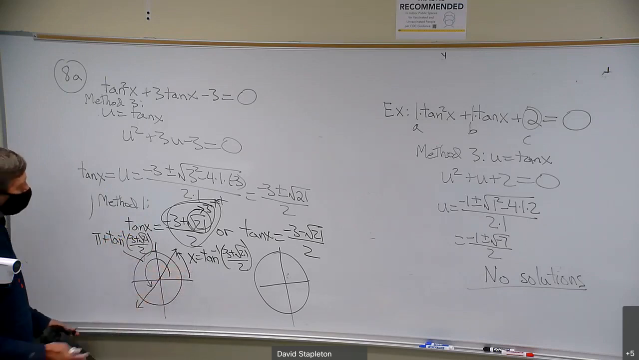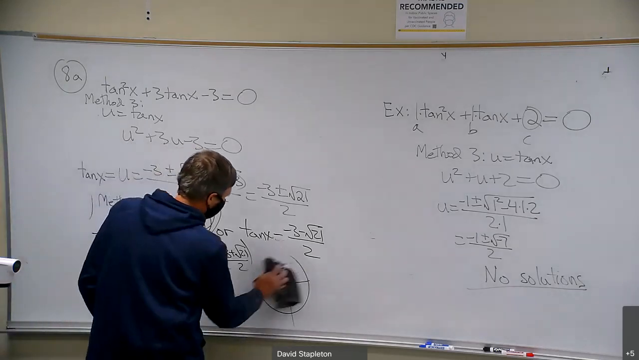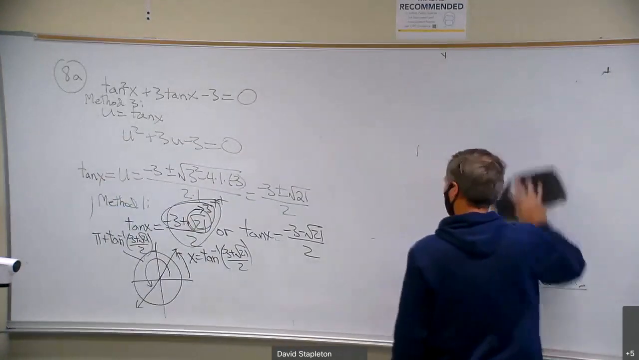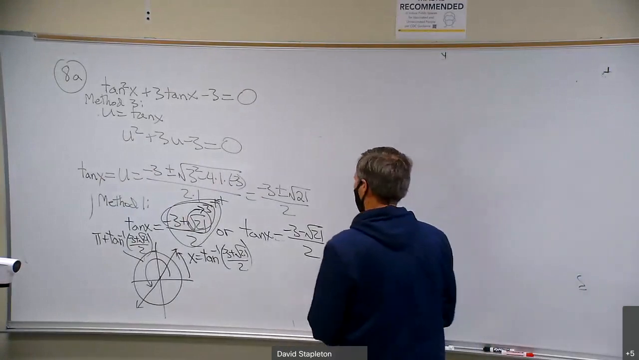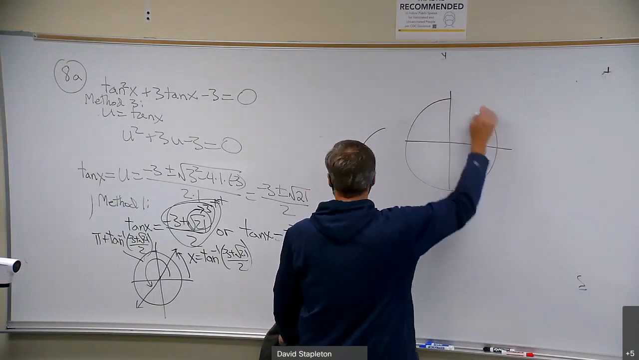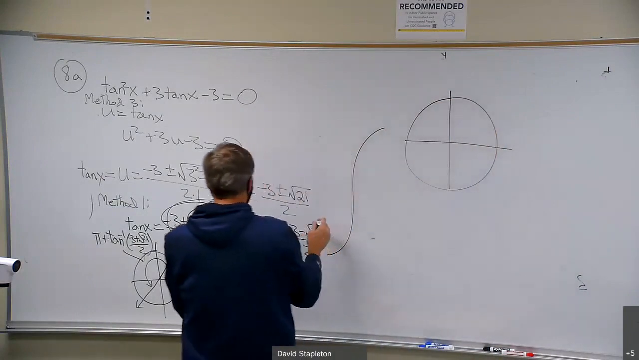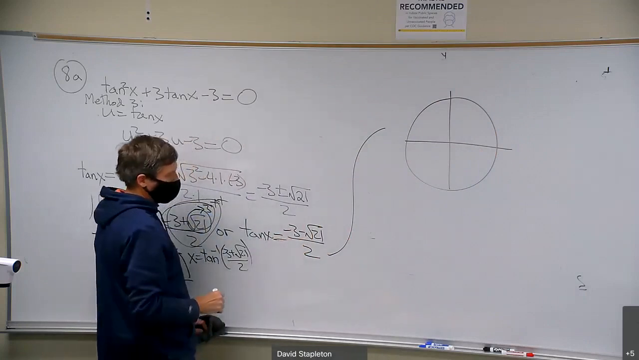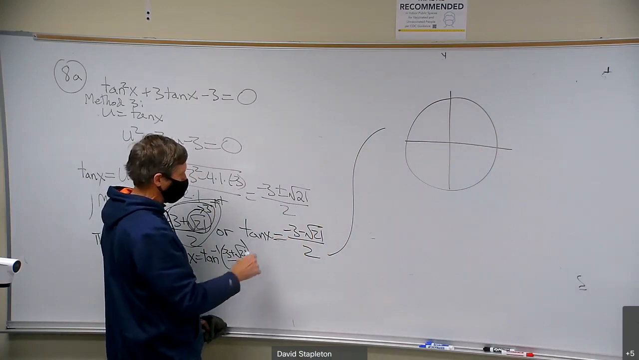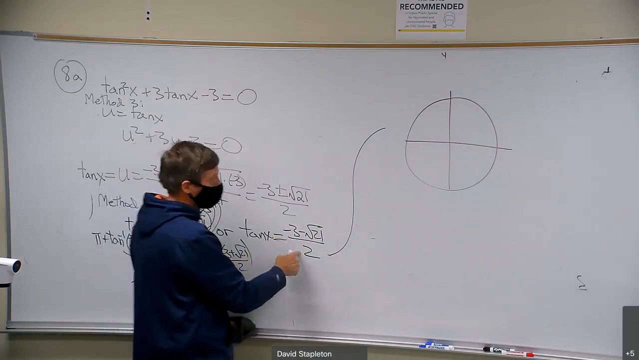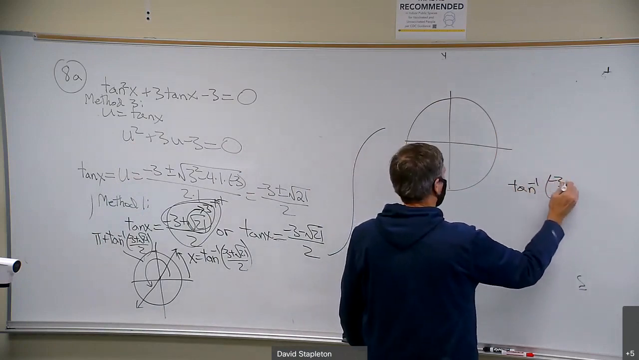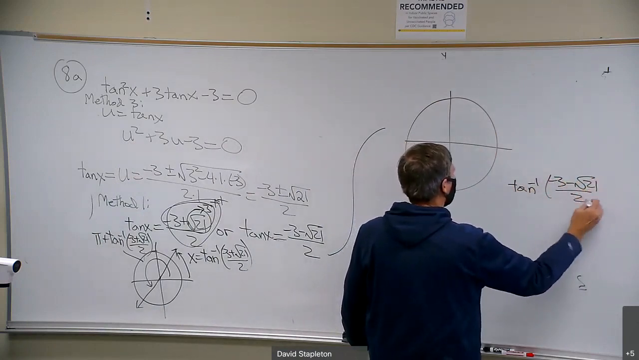This is the solution. And now what about over here? This is tricky too. Let me get a little more room. Because there's two more solutions that aren't on your answer page, actually. What's one solution to this one? Arctangent equals this one. Well, you got the last one. Tangent can be any number. One solution is, yeah, arctangent of -3 minus square root 21 over 2.